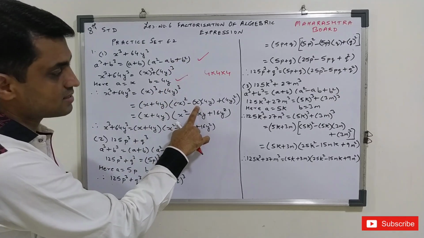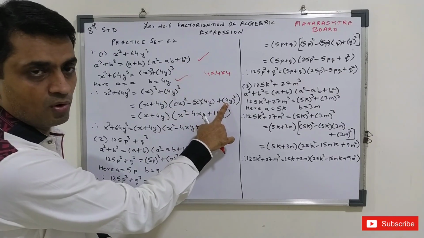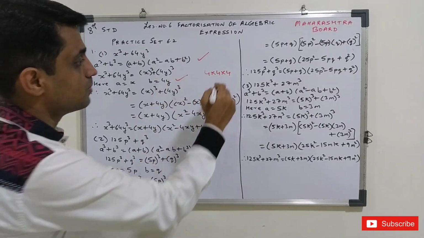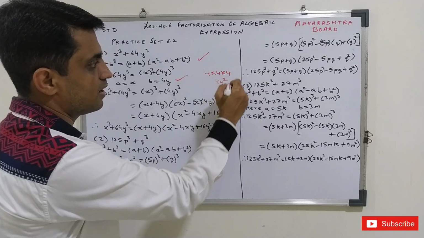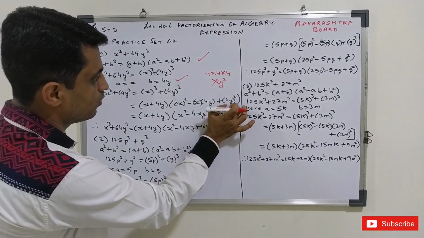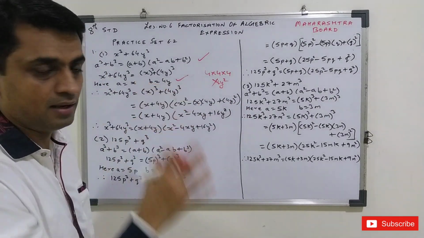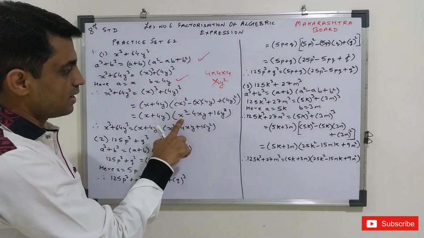Minus a into b. Our a is x, our b is 4y, plus b square. What is b? 4y, the whole square. Some students write this only as 4y square, which is wrong. Don't write that. It is a whole square because this whole thing is our b. 4y is the whole b.